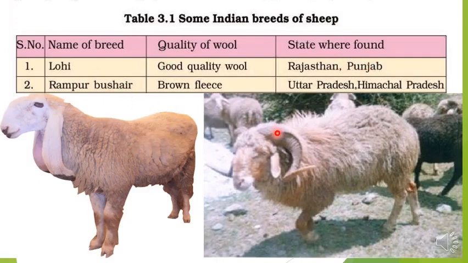The second one is Rampur Bushehr. Brown fleece. You can see it gives brown fleece which is of very good quality. It is reared in Uttar Pradesh and Himachal Pradesh. These are the types of breed. This is the Lohi and this is Rampur Bushehr.